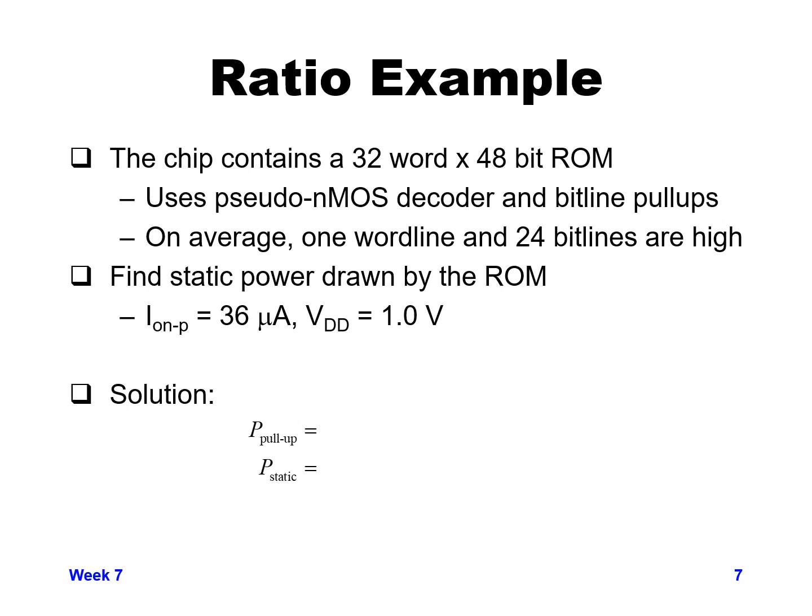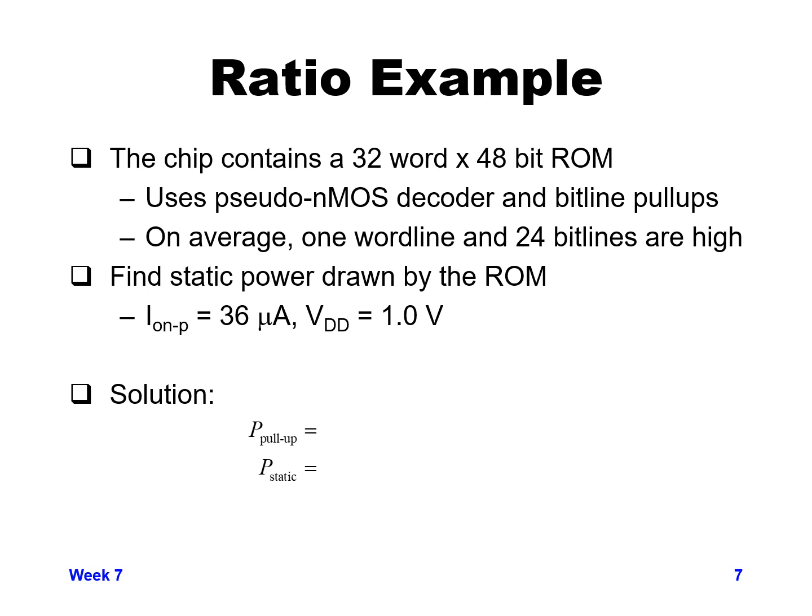As we're using this, we do have knowledge that on average, out of those 32 words, one word line is going to be high, the other 31 word lines are going to be low, and half of our bit lines are going to be high at a given time. So it's kind of random zeros and ones in our ROM bits. So 24 bit lines will be high and the other 24 bit lines will be low. We want to find the static power drawn by the ROM. If you want to pause here, you can do so and try to figure it out on your own. And I'll just continue after you've done so.